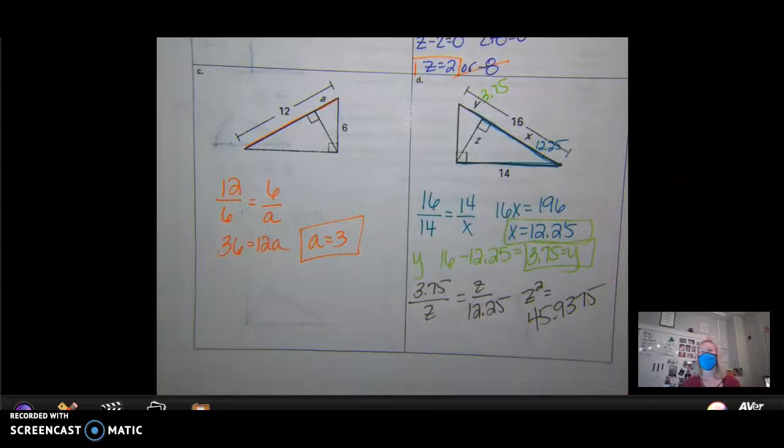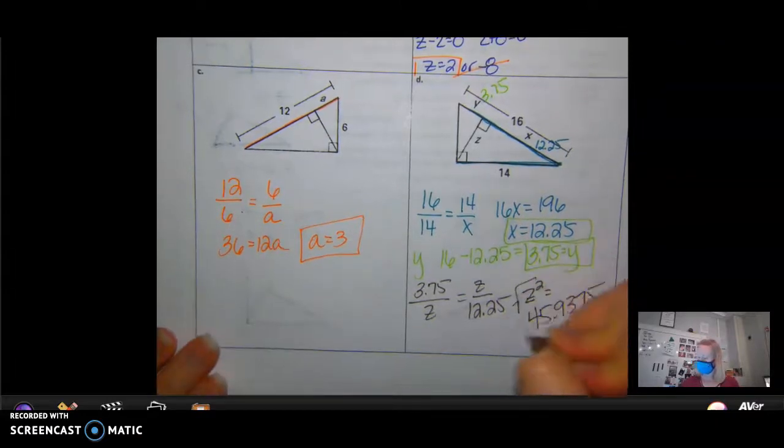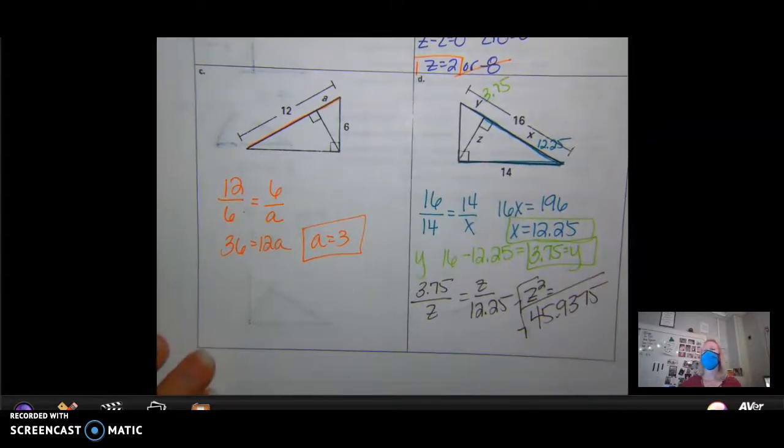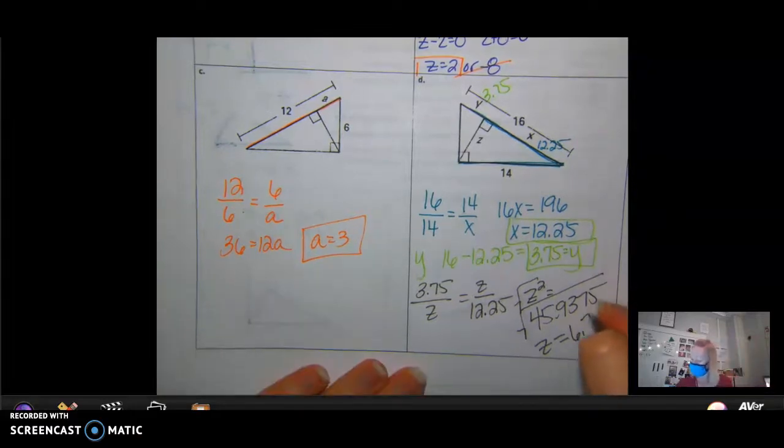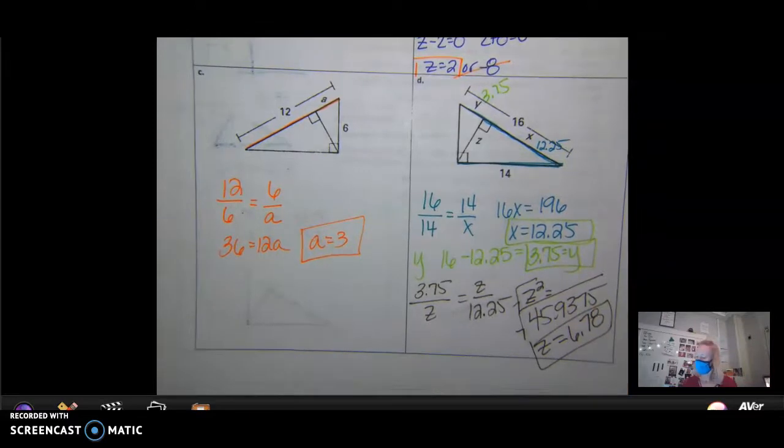Good. Is that my answer? What do I do? Square root that, now round that answer to the nearest hundredth. What did you guys get? 6 point what? Good. And there's all three sides. Does this make sense, hopefully? This is a little confusing.